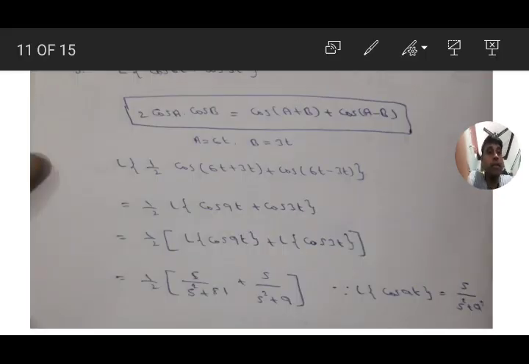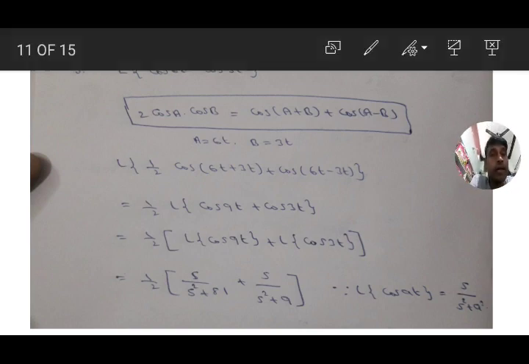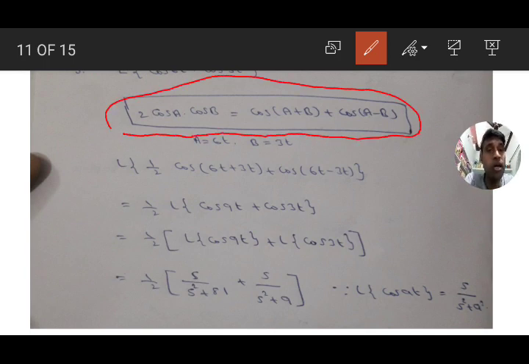Find the Laplace transform of L of cos 6t into cos 3t. For this also we don't have the formula directly, so first we use trigonometric identities to simplify, then use the formulas. The first one is of the form 2 cos a cos b. We have the formula: 2 cos a cos b equals cos of a plus b plus cos of a minus b, where a equals 6t and b equals 3t.